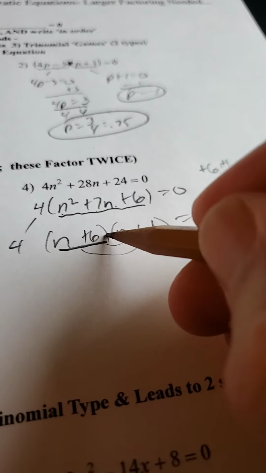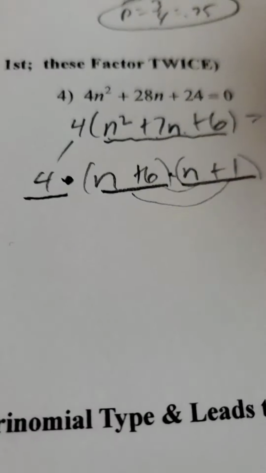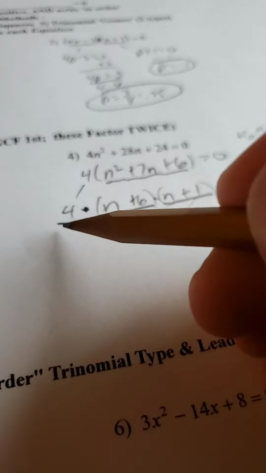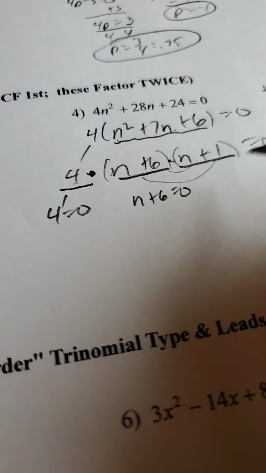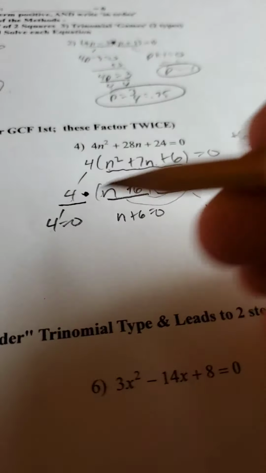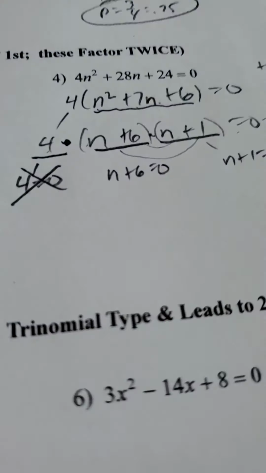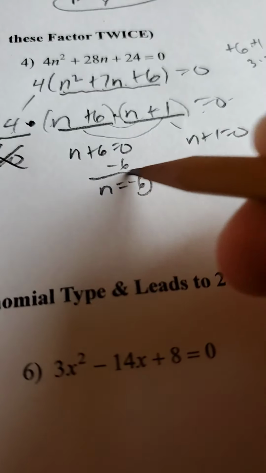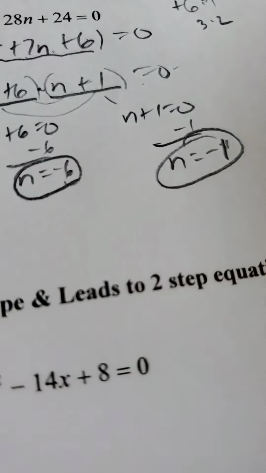So now instead of 2 things that multiply to get 0, I have 3 things that multiply to get 0. This times this times this equals 0. So I need to set all 3 things equal to 0. I set that one equal to 0. I set that factor equal to 0. I set that factor equal to 0. Now, because there's no variable in this and 4 equals 0 doesn't make sense, you just ignore the 4. This has a variable in it, so I need to solve it, and negative 6 is an answer. This has a variable in it, so I need to solve it, and negative 1 is an answer.